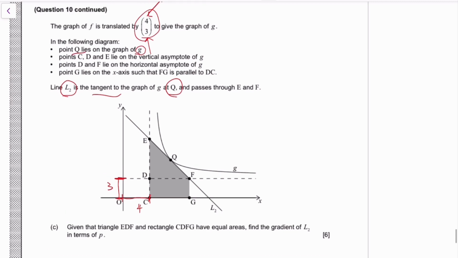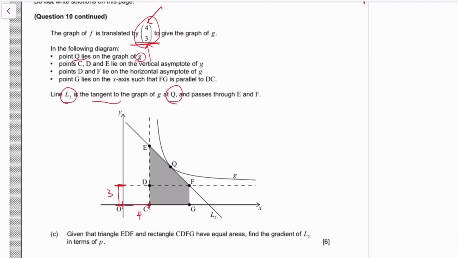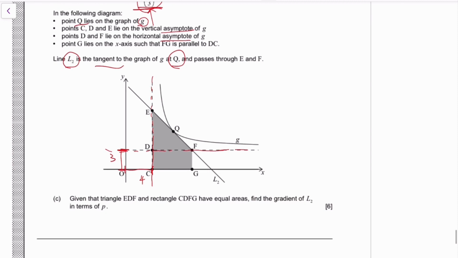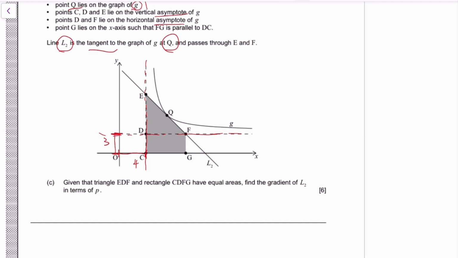Okay, and then due to the translation, the asymptotes are also translated. So this is the original vertical asymptote. This is the original horizontal asymptote. Nothing special. Then all of a sudden they say that the triangle EDF, so that's here, and the rectangle CDFG, so that's here, have the same area. Okay? They have the same area.